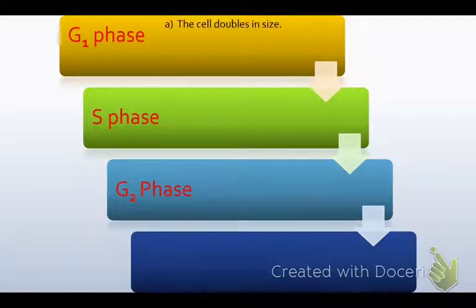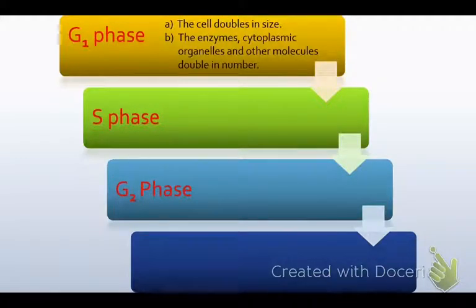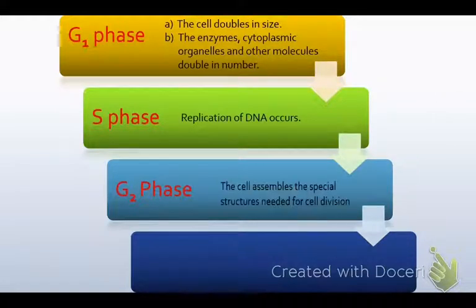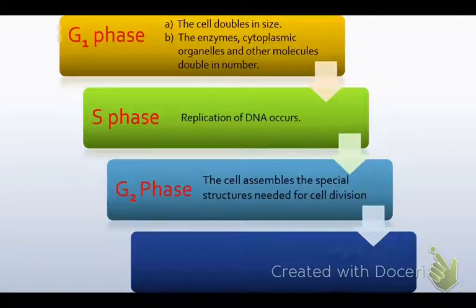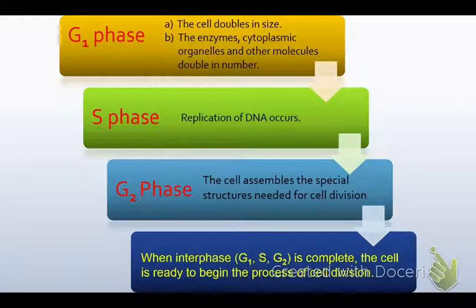So here's how the phases look. In G1 phase, the cell doubles in size. You can think of G for growth. The enzymes, cytoplasmic organelles, and other molecules double in number. So it's getting bigger and bigger. In the S phase, DNA replicates so that there are 2 copies of the DNA. In G2 phase, the cell assembles the special structures needed for cell division. Finally, when interphase is complete, the cell is ready to begin the process of cell division.